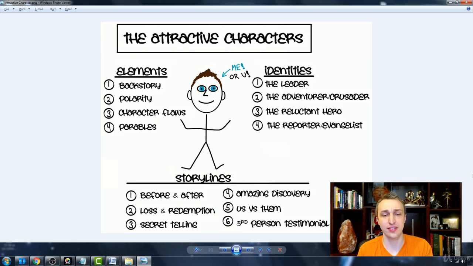Then the storylines. I'm not going to really go through them. They're pretty self-explanatory. Here I was before. Here's what happened after. Here's what I went through. I lost my dog. I lost my wife. I lost my house. And then I got it all back because I could sing country music.